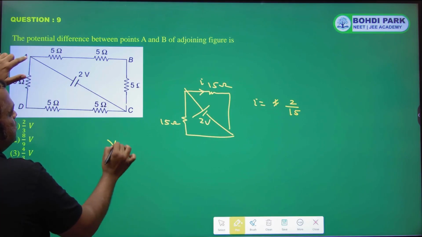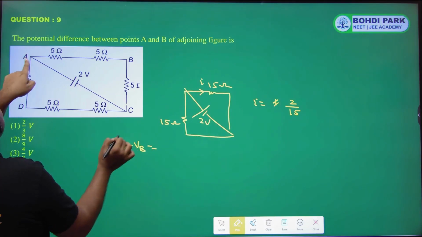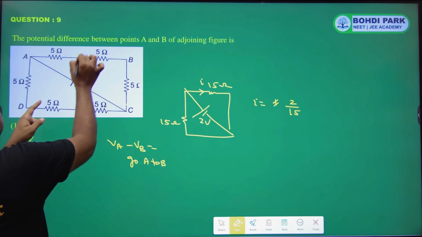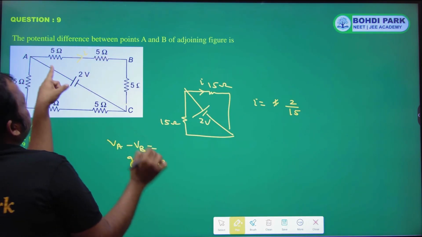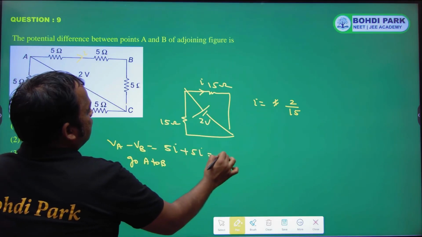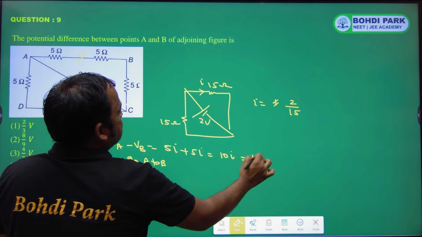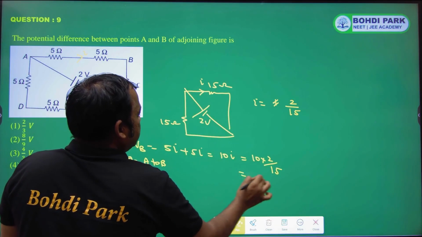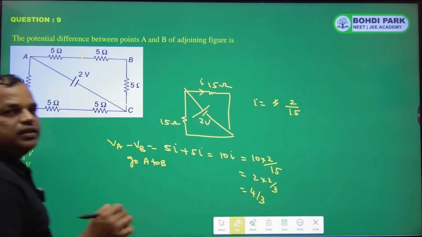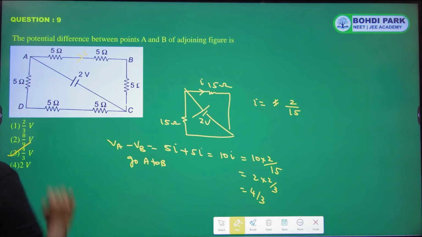So VA minus VB, you go from A to B along current. Current is also A to B. So that will be equal to 5I plus 5I or 10I. So 10 into 2 by 15 or 2 into 2 by 3. So 4 by 3. Next.